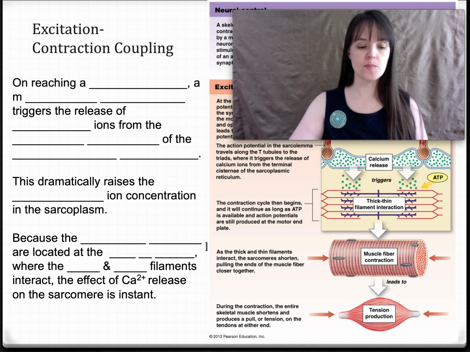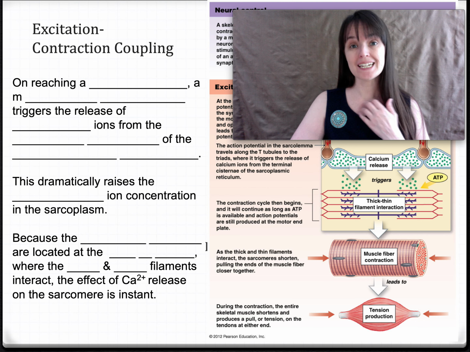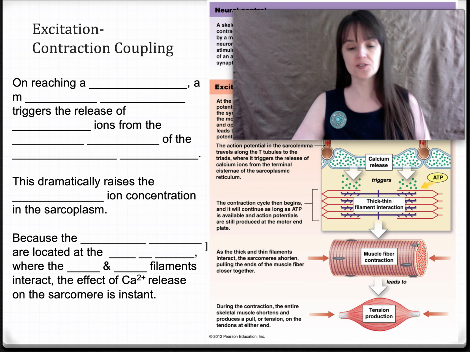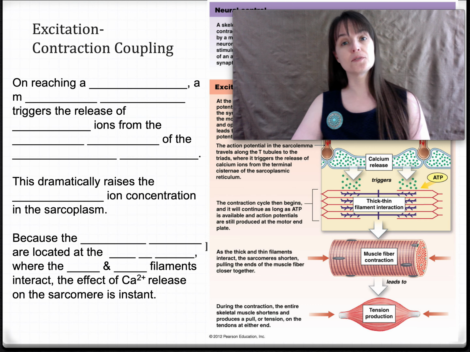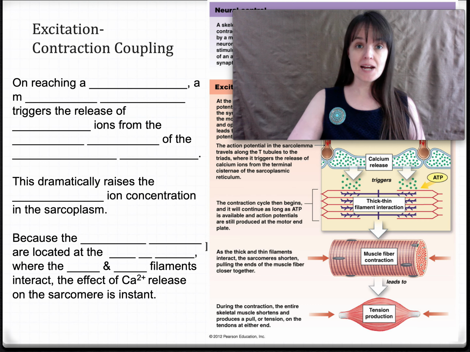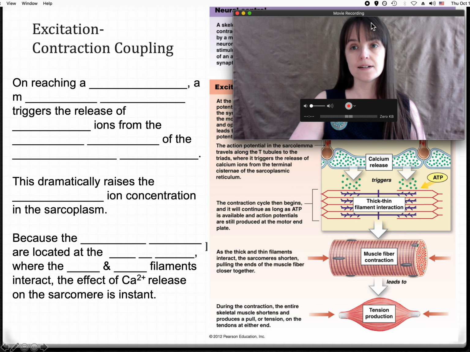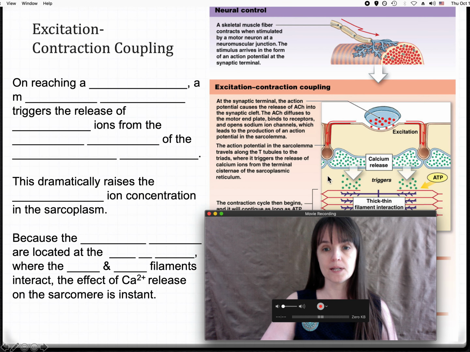So we're talking about excitation-contraction coupling. Excitation-contraction coupling is the link between the muscle action potential in the sarcolemma and the muscle contraction. And this happens at the triad. So we are here.